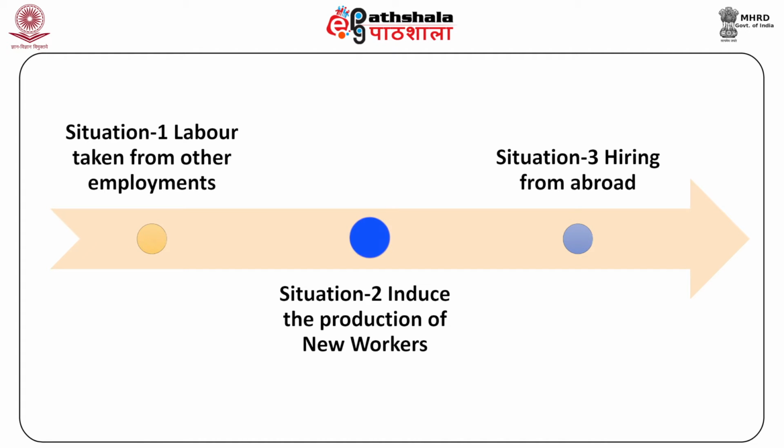Situation 2. Induce the production of new workers. In this case, workers already working in other employments are not affected. The other projects and industries are also not affected. This has impact of the improvement of the productivity of unemployed workers, urban employment of rural workers, or skilled employment of previously unskilled workers, etc. It is related with the use of unutilized manpower available with the country.